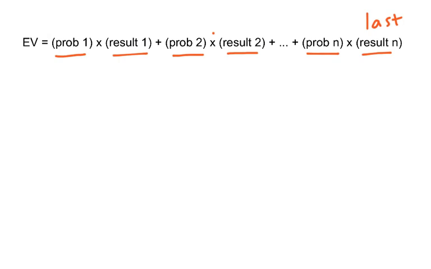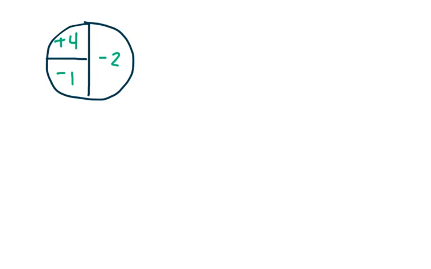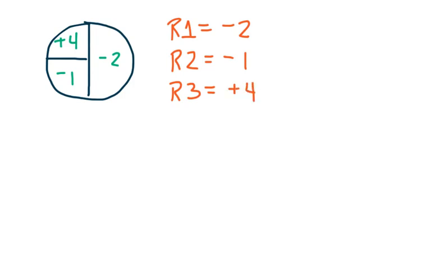Let's take a look at how this works using a spinner as an example. So we look at this spinner as a game where we're going to spin the pointer. It's going to land in one of these regions, and whatever region it lands in tells us what happens. We could lose $2, we could lose $1, or we could win $4. Those are our results. So result number 1 is that we could lose $2. Result number 2 is that we could lose $1. And result number 3 is that we could win $4.